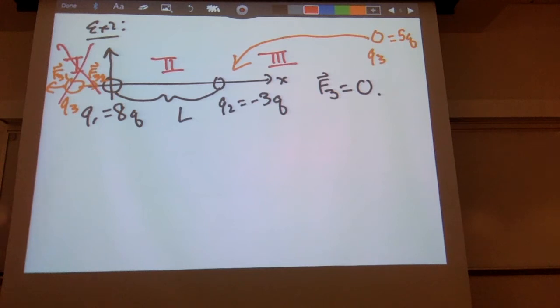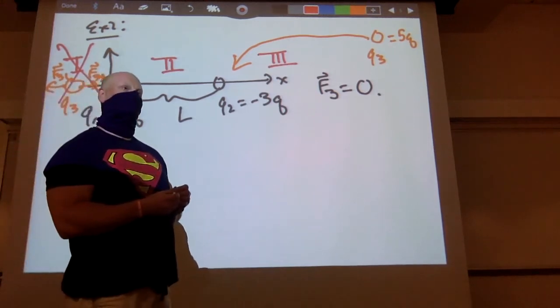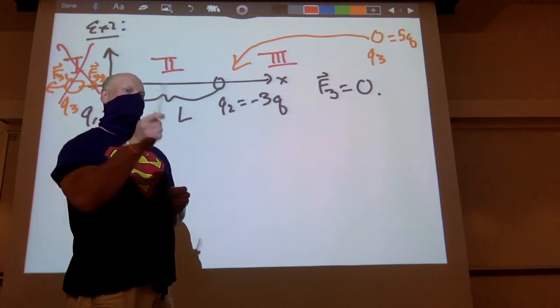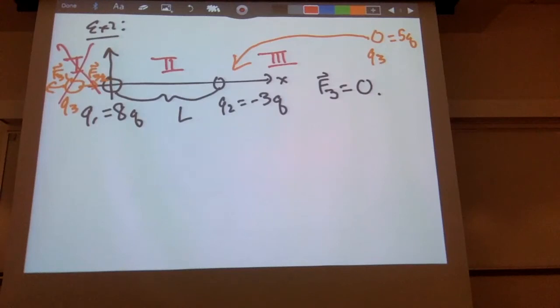Could it go in region 2? Go ahead, Bill. Not quite. So let's draw it in region 2 and let's think about region 2.